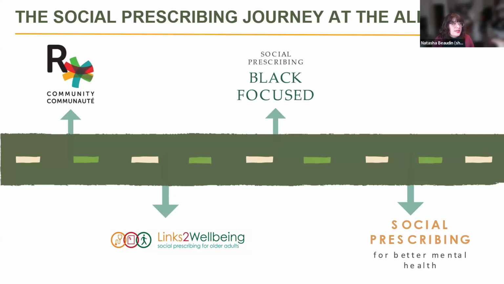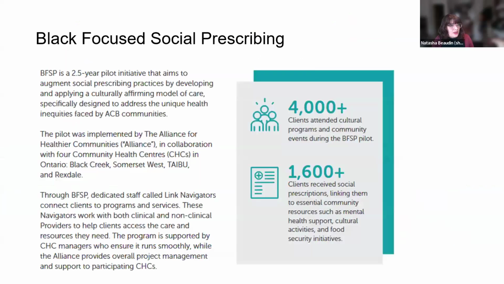Social prescribing for better mental health was an 18-month project funded by the Public Health Agency of Canada. And we worked with 28 different sites across Ontario using quality improvement coaching to support them in creating and maintaining social prescribing pathways. We also were able to create online learning modules for health equity focused social prescribing, which are free and available to everyone. And another project is our Black focused social prescribing, which I thought I would take a little deeper dive into just to give you a sense of what a project might look like.